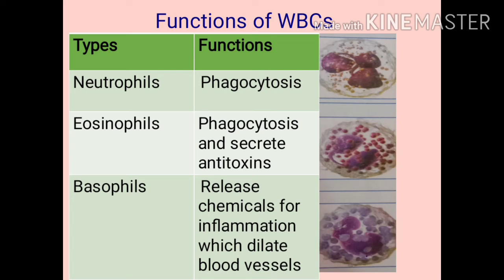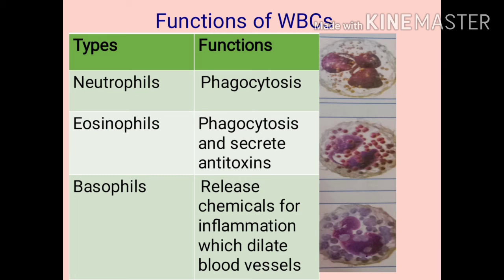Let's see functions of WBCs. Neutrophils show phagocytosis. Phagocytosis is engulfing of antigens or bacteria with the help of pseudopodia. Neutrophils have nucleus with 3 to 4 lobes. Eosinophils also show phagocytosis and at the same time they secrete antitoxins. They have bilobed nucleus, means nucleus with 2 lobes.